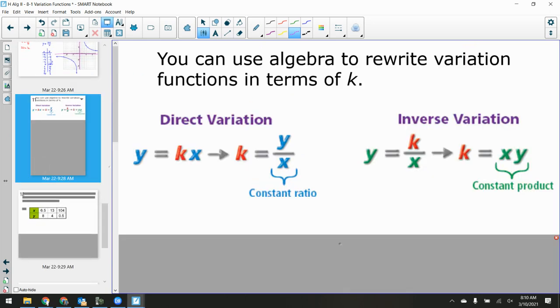I like this. One of my favorite ones. You say that every day. You can use algebra to rewrite the functions into, we're just scratching the surface right there. That's kind of like a little bit of a foreshadow.